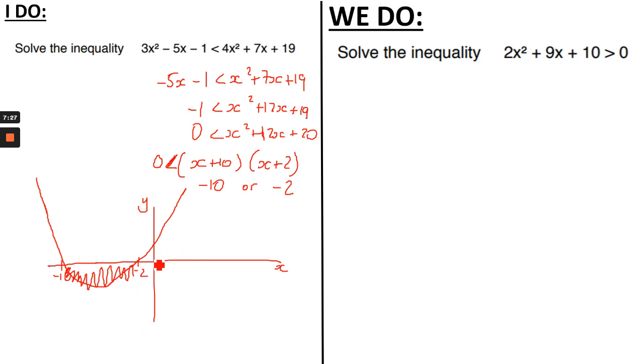So this time, I need all of the x values that are bigger than negative 2, and I need all of the x values that are less than negative 10. So I have to write it as two separate inequalities because I want this part and I also want this part. I'm not interested in the bit in the middle. Copy that down and then see if you can give the question on the right a go. Pause the video, play when you're ready to check your answer.